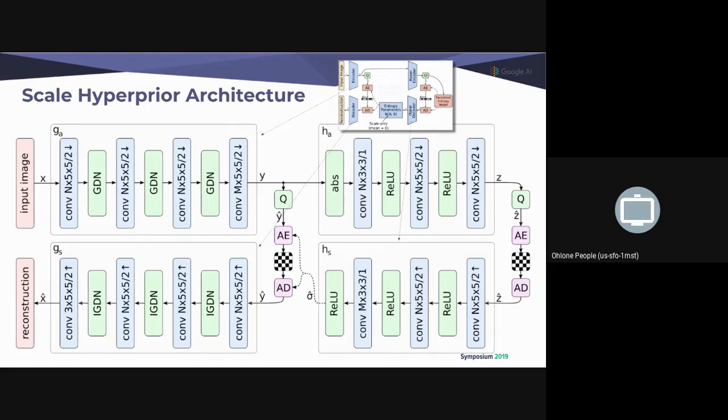Now, as we move on to the right, the output of this encoder goes through these nonlinearities, and before the quantizer, we actually don't use any nonlinearity. It's just a normal linear layer. And we feed this to the encoder of the hyperprior.